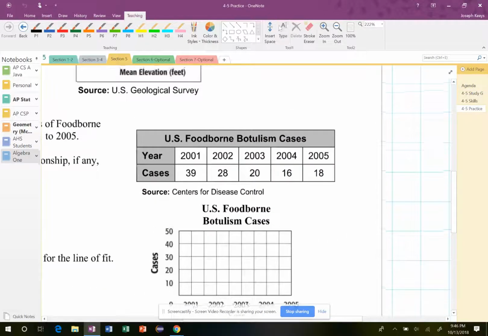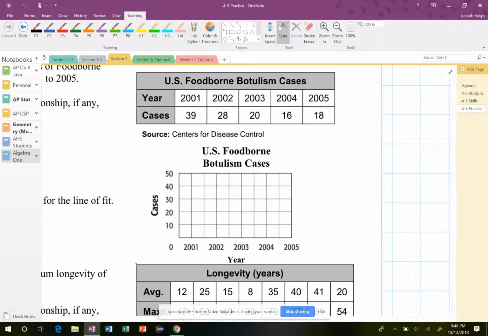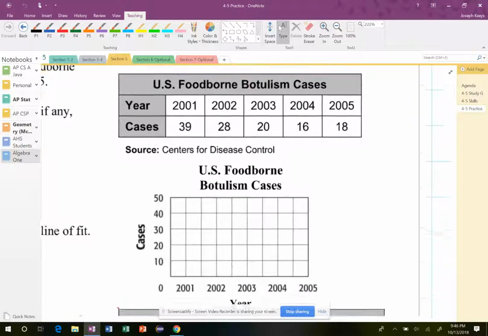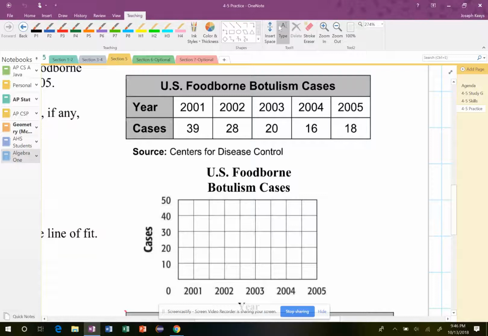Okay, let's take a look at this one right here. Okay, so we have five coordinates to plot. We have years and we have cases. So where's years? Years are down in here. And then cases are over here. So we just have to treat these like coordinates. So the first coordinate is going to be 2001 and 39. Well, 2001, 39 is going to be right around there. 2002 and 28 is going to be roughly around right there.